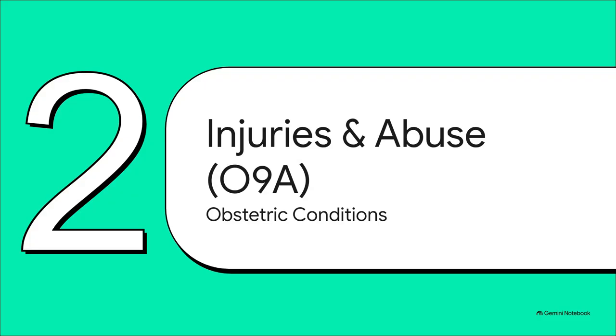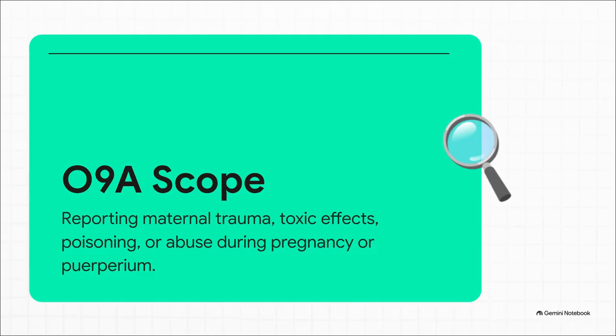Moving right along to Section 2, Obstetric Conditions with Injury, Poisoning, and Abuse, which is category O9A. Now we need to shift gears a bit because these are highly sensitive, intensely complex encounters that require extreme precision on your part. The O9A category is specifically designed for reporting maternal trauma, toxic effects, poisoning, underdosing, or abuse. And a really crucial reminder for us all, this applies to the maternal record throughout the entire gestational period, active labor, and the postpartum puerperium. So if the pregnant or postpartum patient experiences any trauma or toxicity, O9A is exactly where you start.